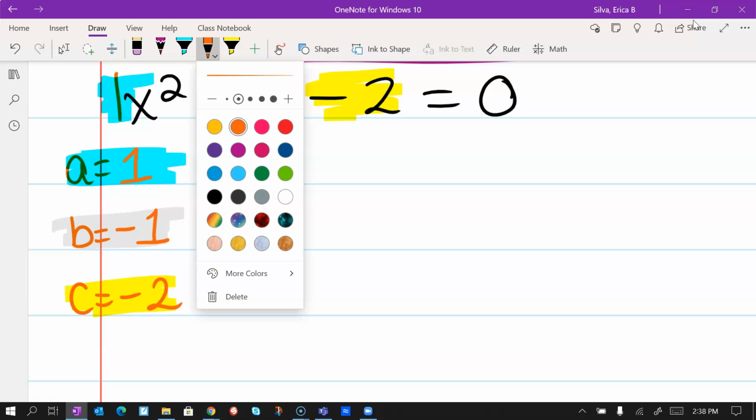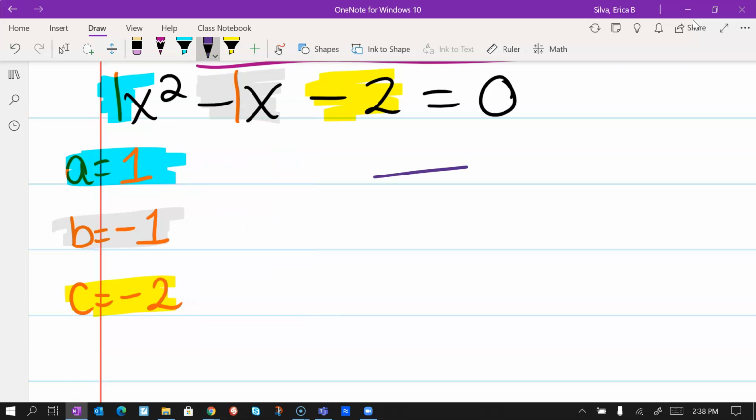Who remembers what to do when we have our A, B, and C, when we're factoring? Right, good. We're going to multiply A times C. So A times C, 1 times -2 is -2.